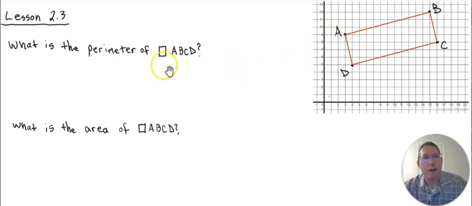And what we want to identify here is we want to answer the question, what is the perimeter of this rectangle, this quadrilateral ABCD? We have A, B, C, D. And then we want to answer the question, what is the area of rectangle ABCD, okay? So just a quick reminder before we start into this, how do we identify the perimeter of a geometric shape?